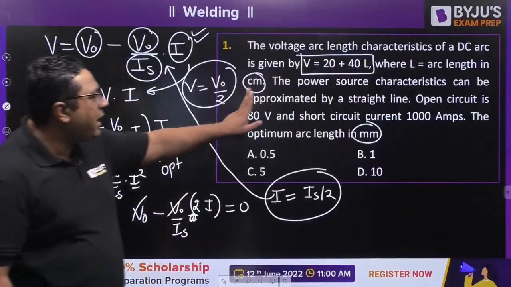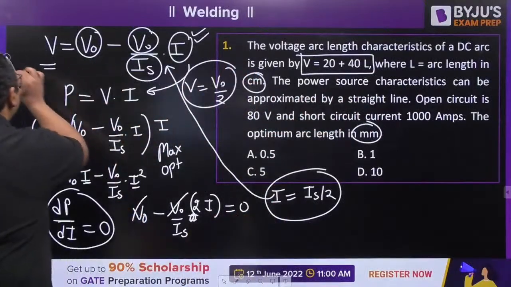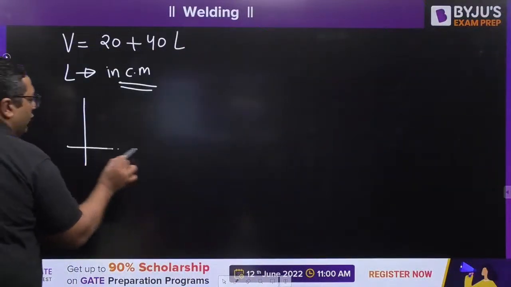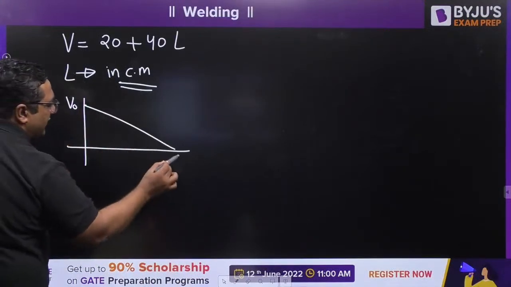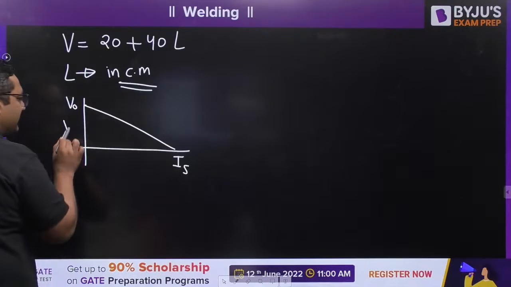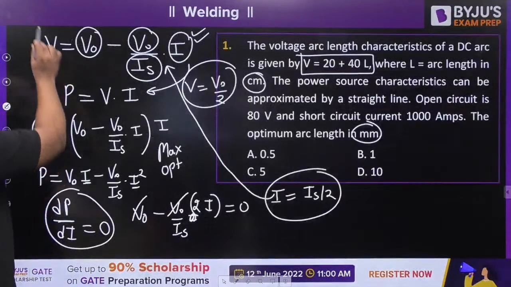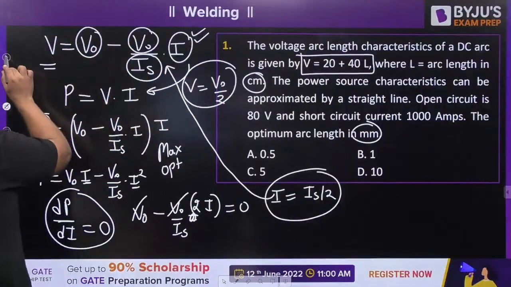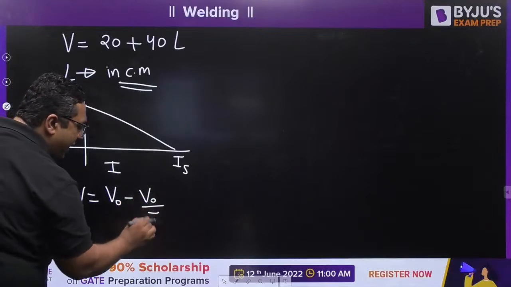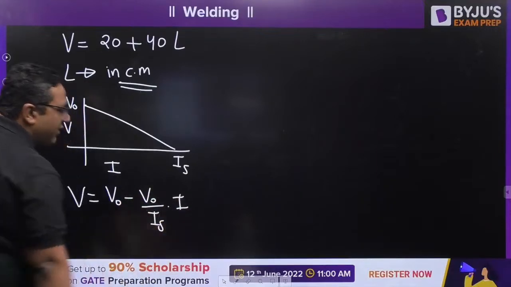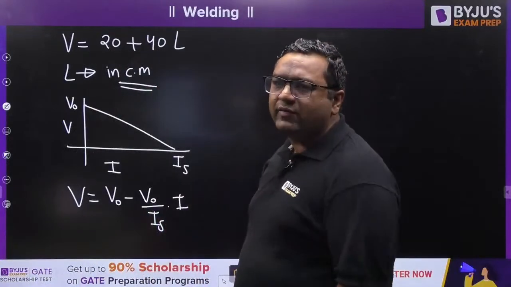So my dear, they are saying power source characteristic can be approximated by a straight line. I already told you straight line means this, where this is open circuit voltage, this is short circuit current. This is the curve between V and I. So you will be writing the equation whatever we have seen: V equals V naught minus V naught by IS into I. This we have derived yesterday, so the same equation we are going to use. I feel majority of you have given the answer.